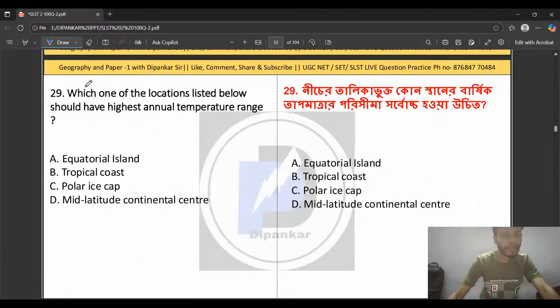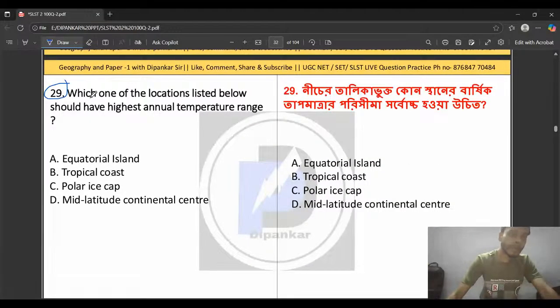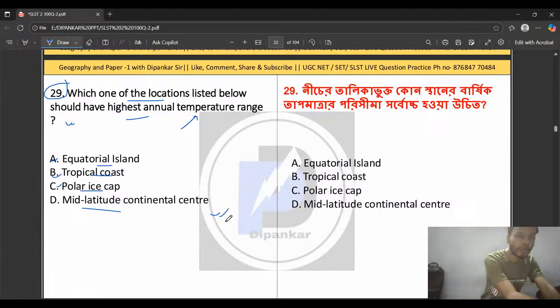Next, question 29. Which one of the locations listed below should have the highest annual temperature range? Equatorial island, tropical coast, polar ice cap, or mid-latitude continental center. Which location listed below should have the highest annual temperature range?